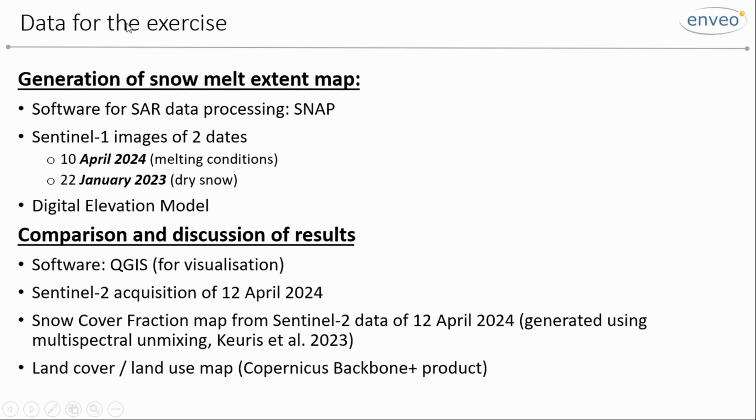Then you will have a digital elevation model prepared for the region. For comparison and discussion of the results, you will use QGIS, so you can load the exported images from SNAP in there. You will also get an optical image, which is already processed as a snow map, to discuss and find the differences between your processing and the other ones.